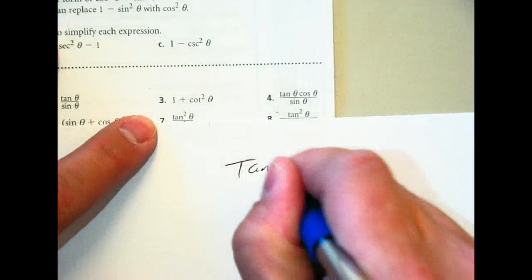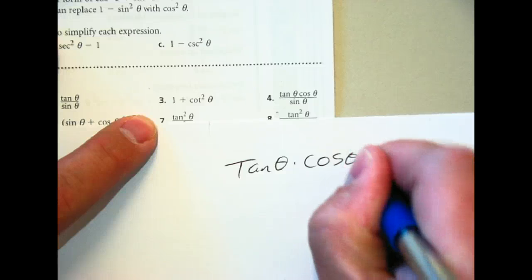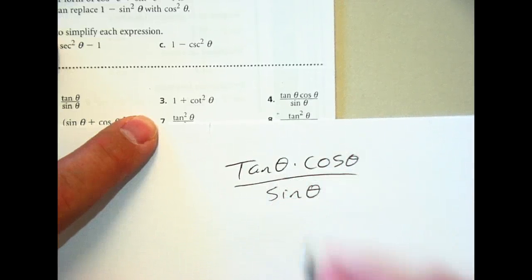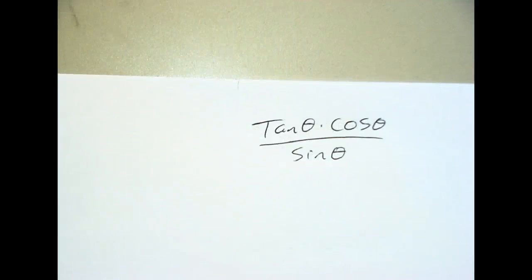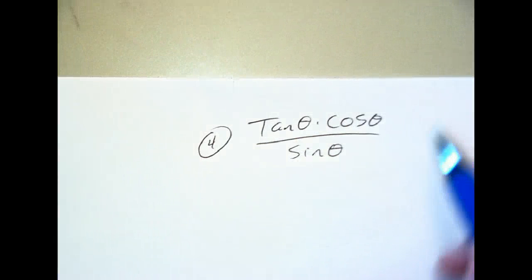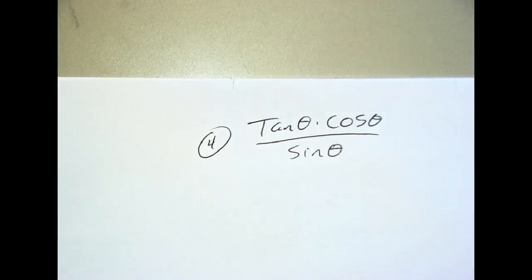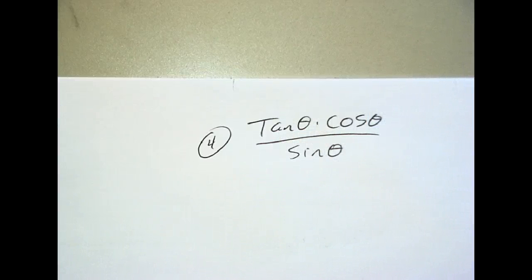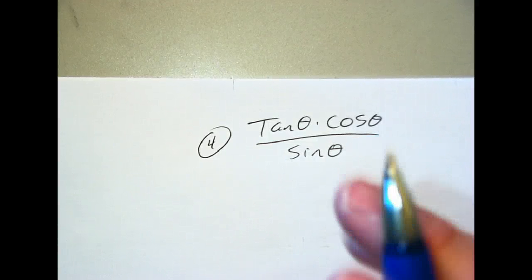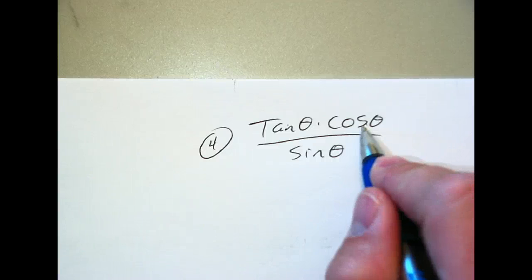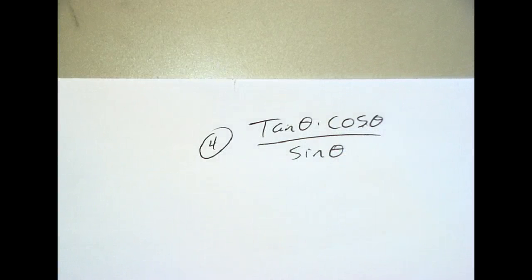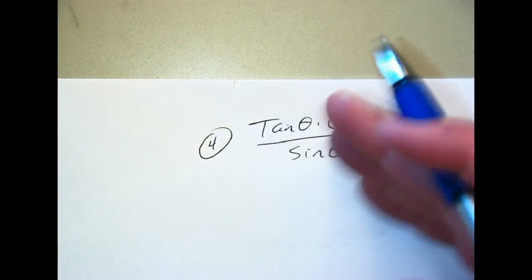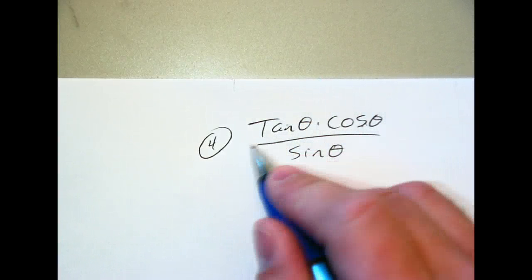And taking a look at 4, we get tan theta times cos theta over sine theta. So, going through this one, I first look at it as, well, what does tangent equal? Sine theta over cosine theta. Now, anytime I see a tangent and a cosine next to each other, or a tangent and a sine, or a cotangent and a sine, or a cotangent and a cosine, I always think, am I able to cancel in some way?